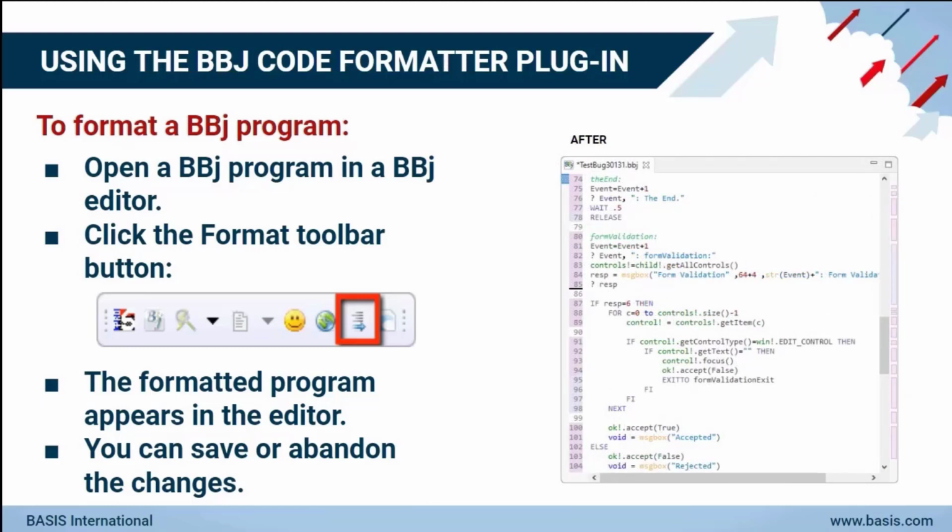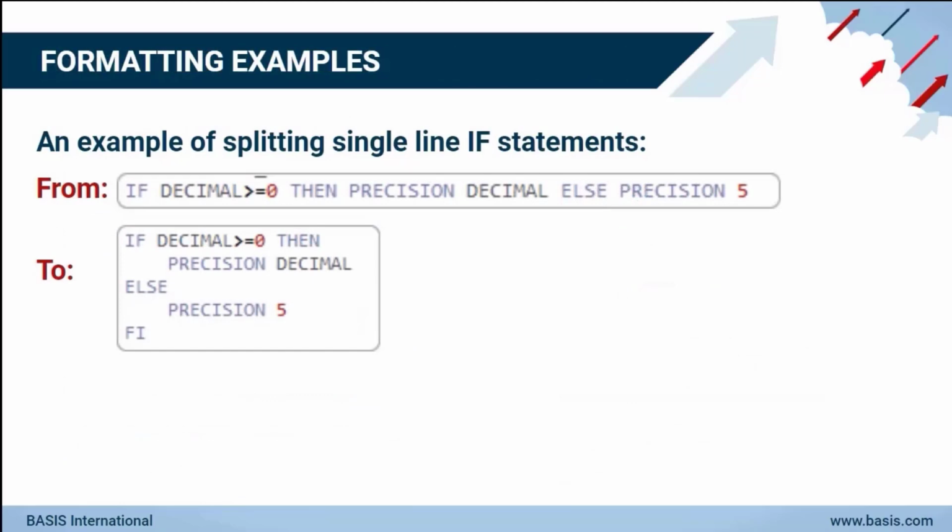You can either save the file if you like the changes that were made, or revert back to the original file. To see some more of the BBj code formatter in action, here are a couple other examples of formatted code. If you have a single line if statement, it can go through and move it to multiple lines. Before, the code was condensed on one line, but after formatting, the code has been moved to multiple lines and is much easier to follow and understand at a glance.